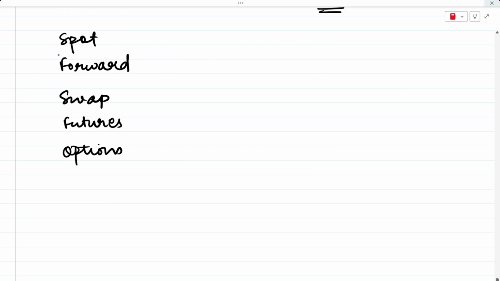Let us summarize what we have done till now. What are the instruments we have discussed? Let us summarize them really quick. So we talked about spot. Spot is the exchange currency right now. The settlement happens in 2 days, and the spot is the exchange rate that is prevailing right now. The everyday transaction is spot.